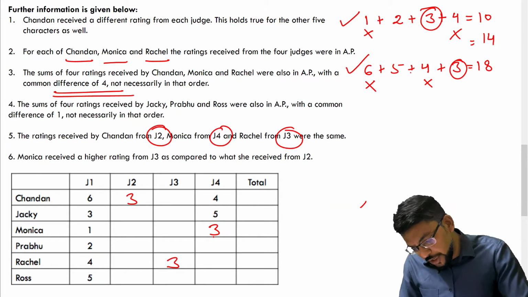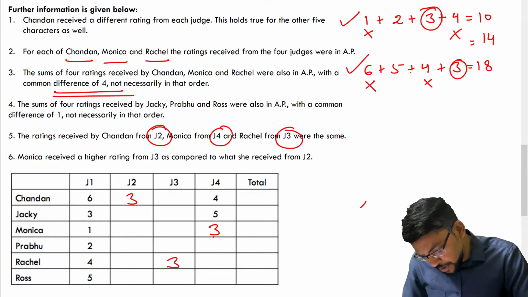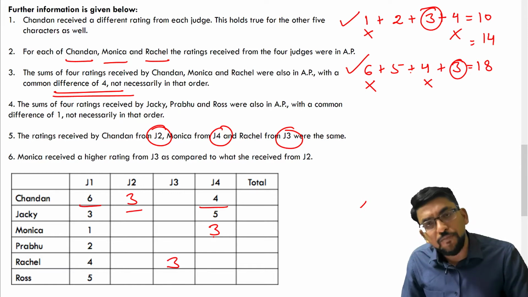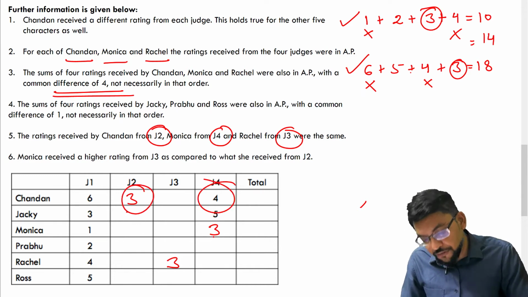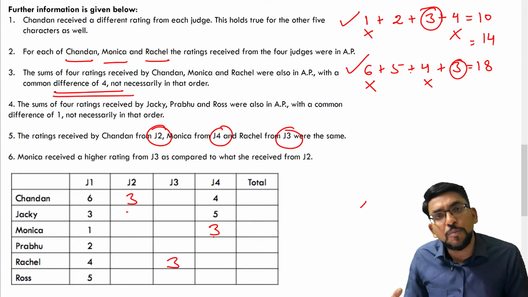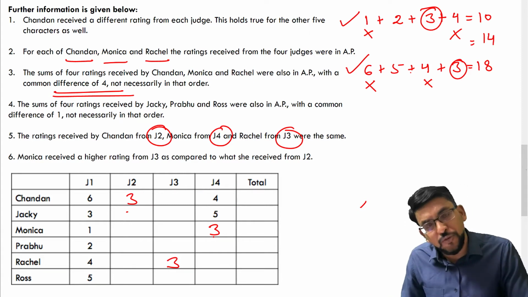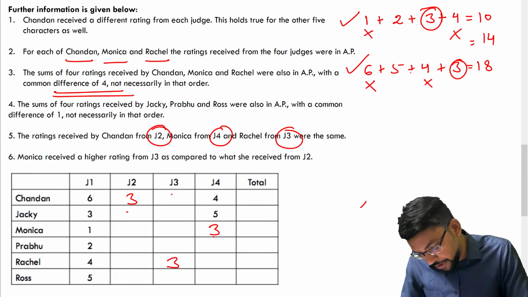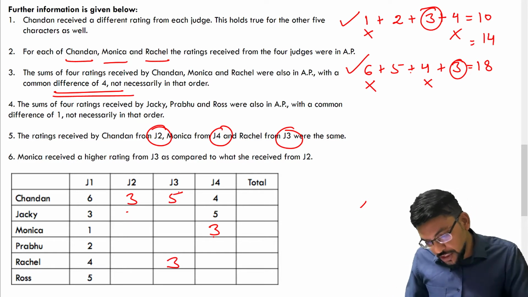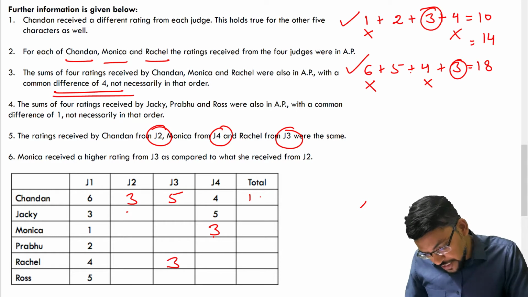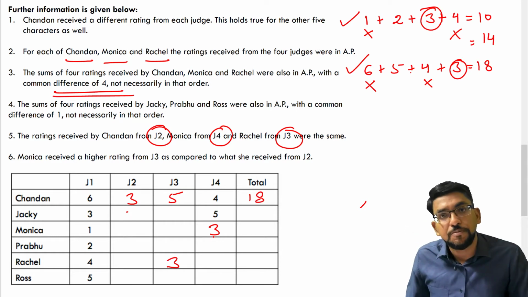Because it is given to us, these numbers are in AP. So when these numbers are in AP, and we know the common difference between 3 and 4 is 1, what number can we put at J3? The number we can put at J3 has to be 5 here, otherwise you cannot create an AP. So when this number is 5, the total has to be 18 here.